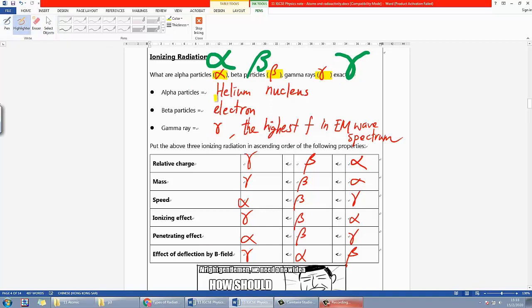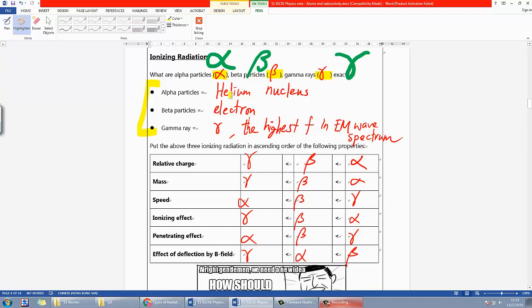Okay, so here what I ask you is what are they exactly? That means in nature what they are, because in the past people named them alpha, beta, gamma because they did not know what they are exactly, so they just gave them names. Just like when you do a math question, you give a certain number as x because you don't know what x is, so you name it x.